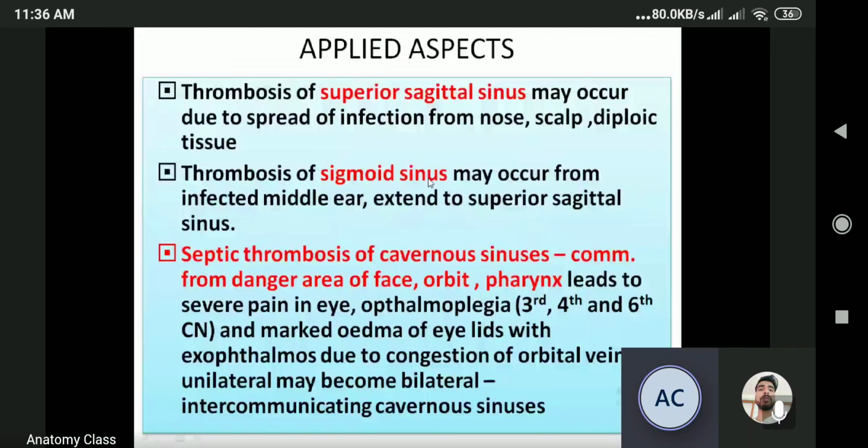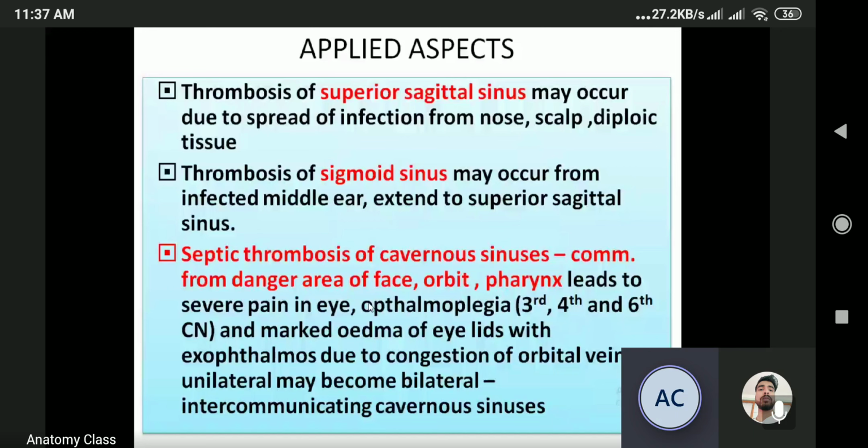While septic thrombosis of the cavernous sinus, okay, as we have mentioned, is one of the most clinically significant dural venous sinuses. Septic thrombosis of the cavernous sinus, which is most common from the danger area of the face, orbit, and pharynx, leads to severe pain in the eye, resulting in ophthalmoplegia, even edema of the eyelid, resulting in exophthalmos, with bulging out of the eye. And infection of one cavernous sinus may automatically spread into the next cavernous sinus through the anterior and posterior intercavernous communications.